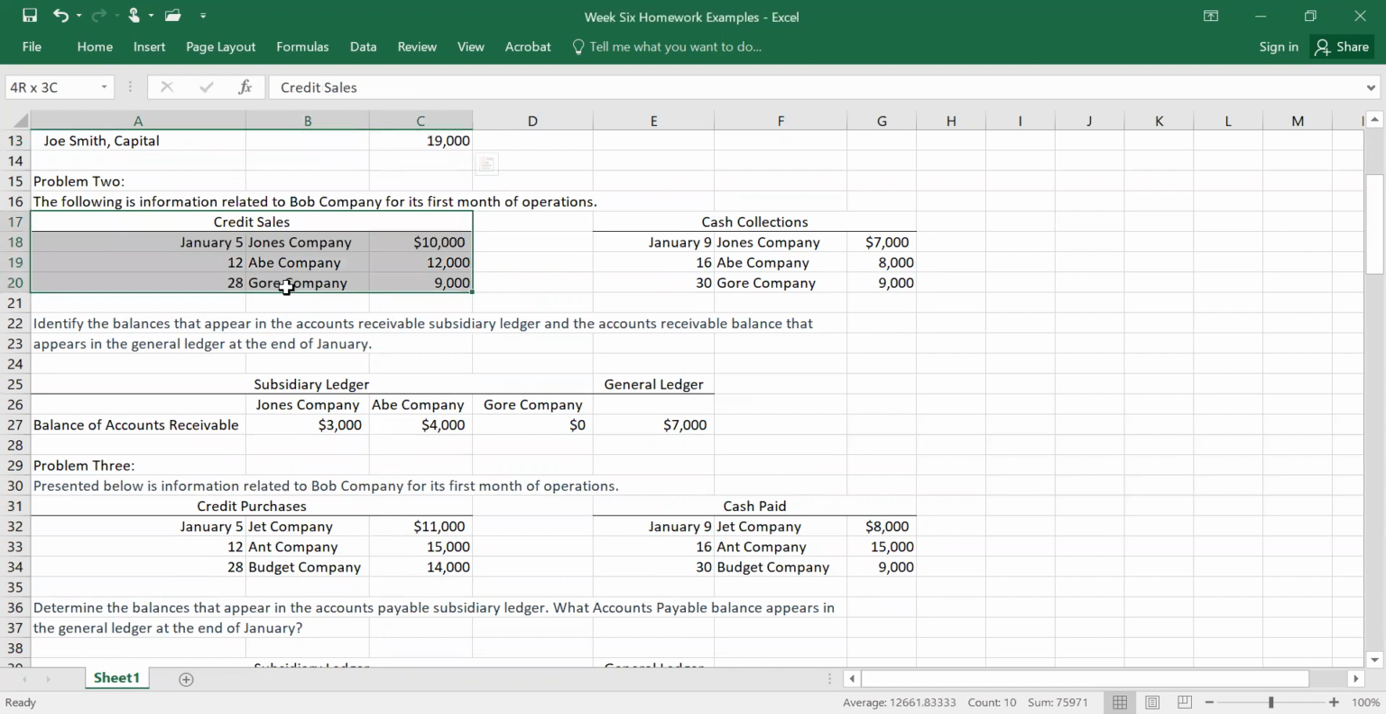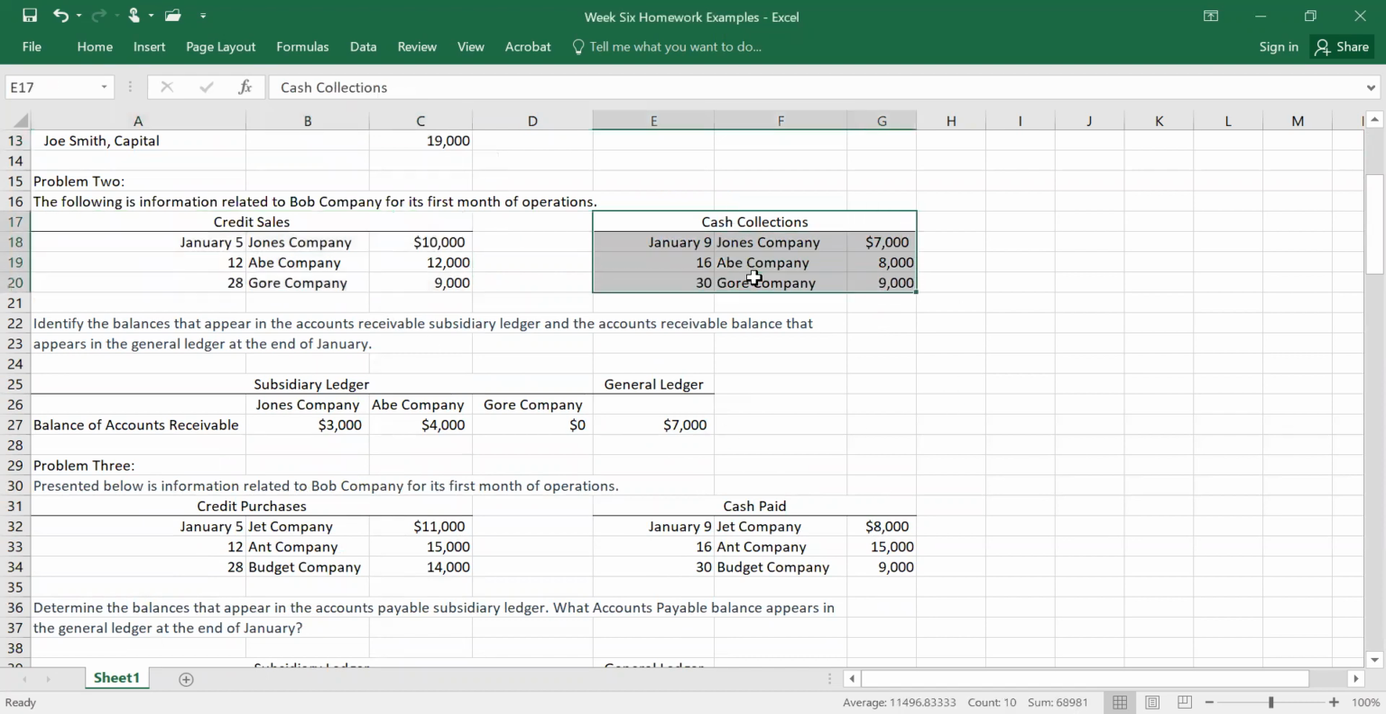Problem 2. The following is information related to Bob Company for its first month of operations. We have these various credit sales for January and these various cash collections for January. We want to identify the balances that appear in the accounts receivable subsidiary ledger and the accounts receivable balance that appears in the general ledger at the end of January.